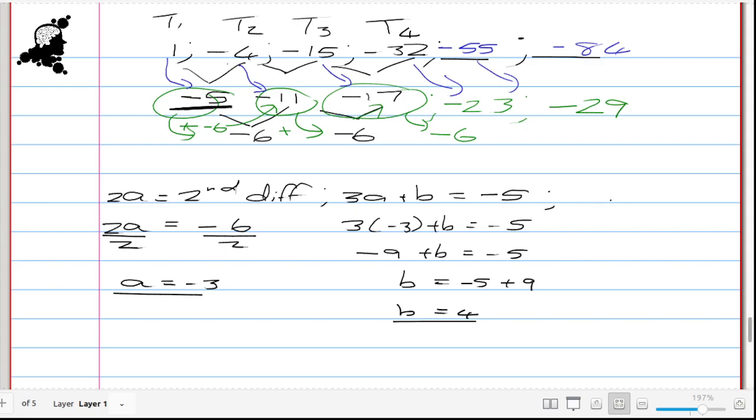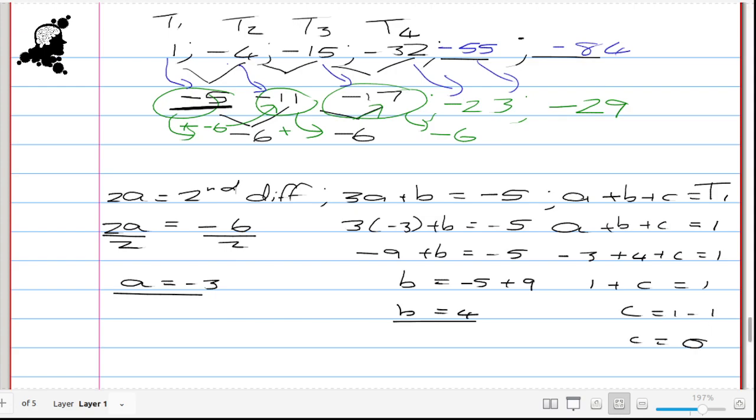Now we want to get the value of, sorry, the value of c. a plus b plus c is equal to the first term of the original sequence. So a plus b plus c is going to give me 1. But the value of a is negative 3. The value of b is 4. The value of c we don't know, and this is going to give us 1. Negative 3 plus 4, that's 1. Plus c is equal to 1. c is equal to 1 minus 1, and therefore c is equal to 0.